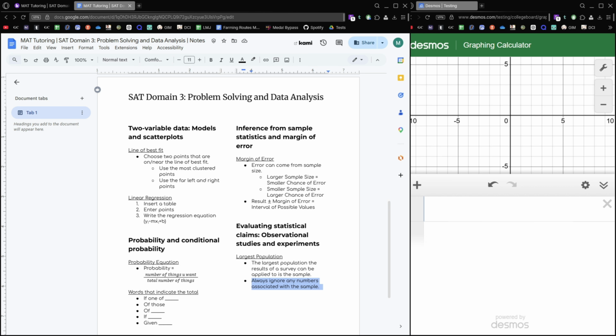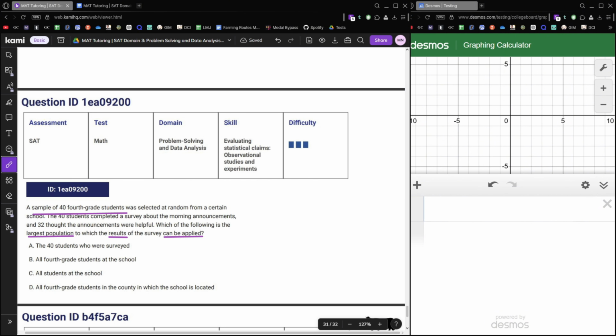So let's go ahead and apply that to our question here. Our sample is 40 4th grade students. But once again, ignore the number. It's just gonna be 4th grade students. And that's your answer. That's the largest population it can be applied to. Just 4th grade students. Now obviously, our answer shouldn't have a number, and it's not gonna be all students, it's gonna only be the 4th grade students.